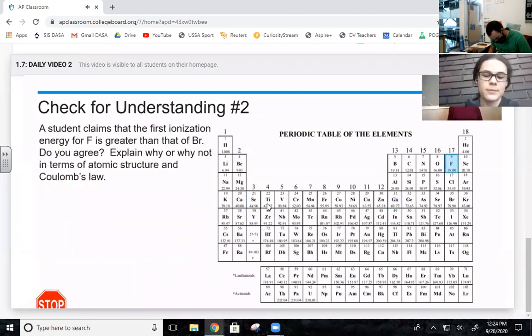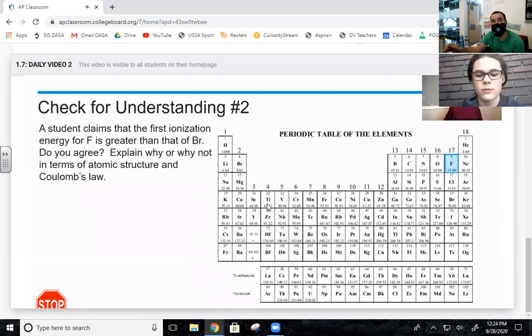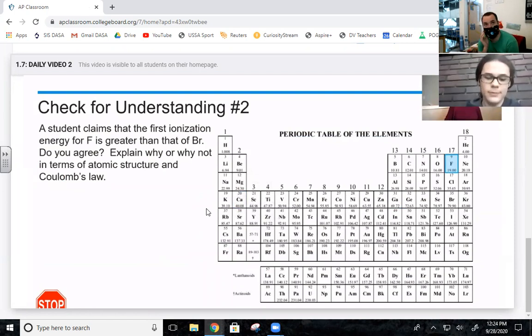So the second question then says the student claims the first ionization energy of F is greater than that of Br. Do you agree? Explain why or why not in terms of atomic structure and Coulomb's law. Okay. The student claims that the first ionization energy for F is greater than that of Br. Okay, fluorine is greater than bromine. Do you agree? Explain why or why not in terms of atomic structure and Coulomb's law.